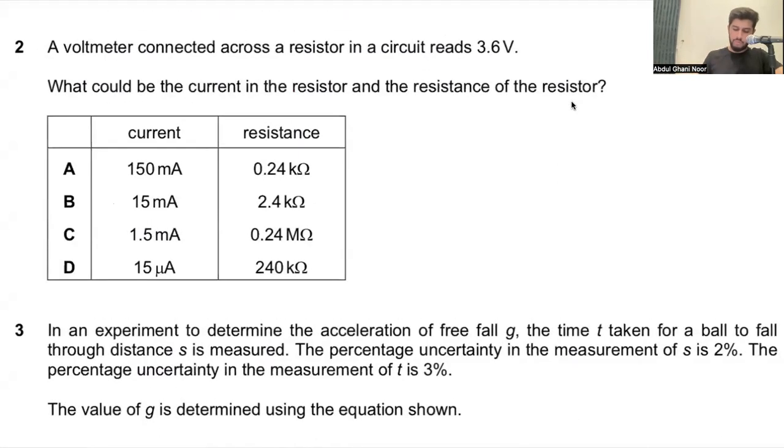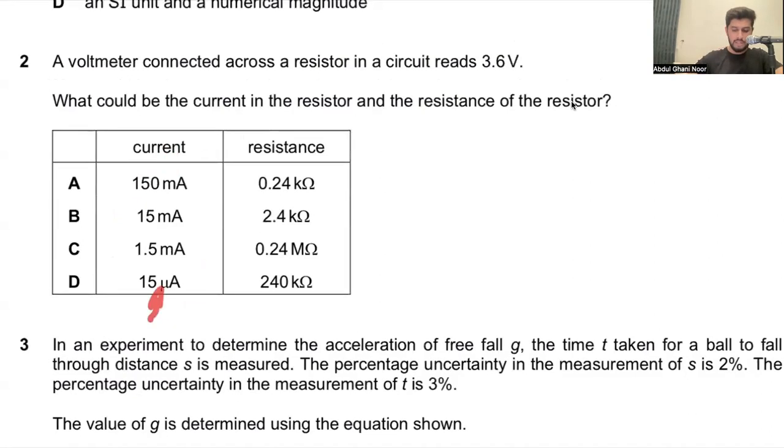Question 2 says a voltmeter across a resistor in a circuit reads 3.6 volts. What could be the current in the resistor and the resistance of the resistor? Now, if you go through the options, you'll realize that they're not testing you on electricity in this particular question. Instead, they are testing you on prefixes. Do you know what M stands for? Do you know what K stands for? Do you know what mu stands for? That is what they're testing.